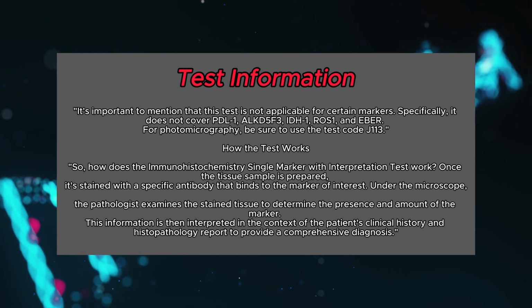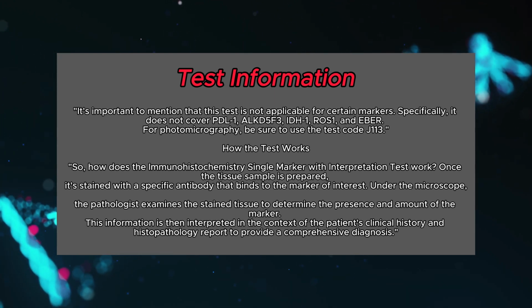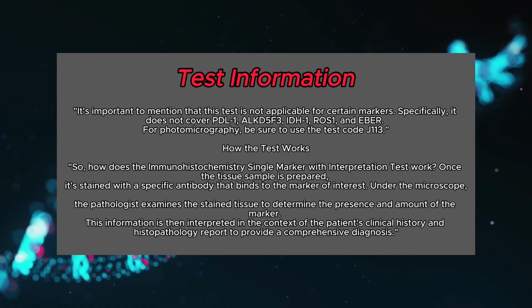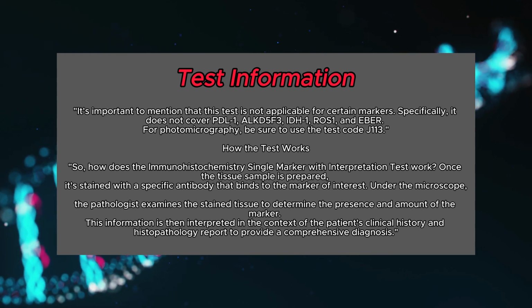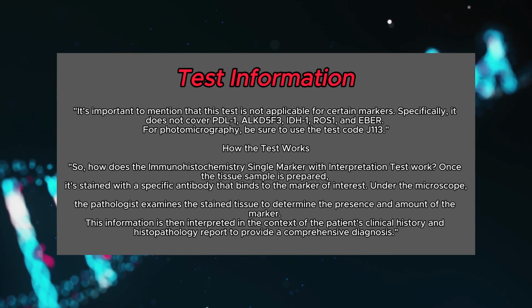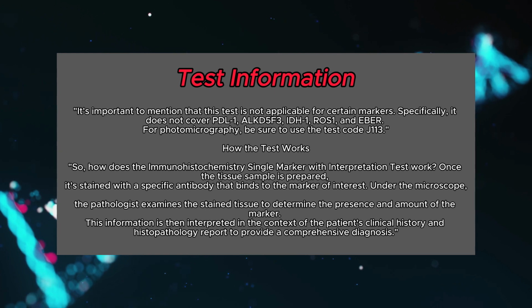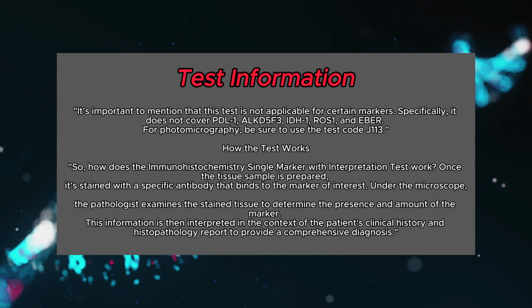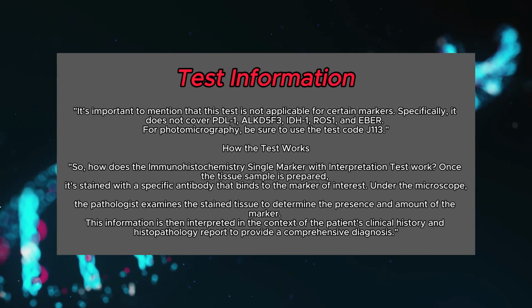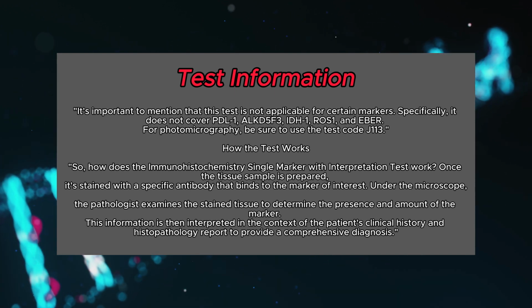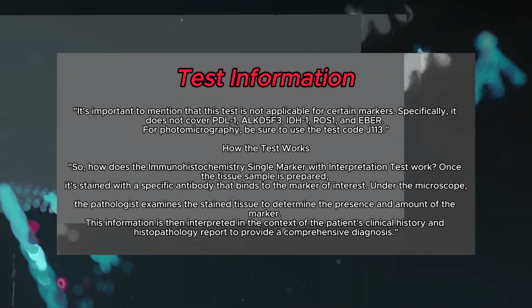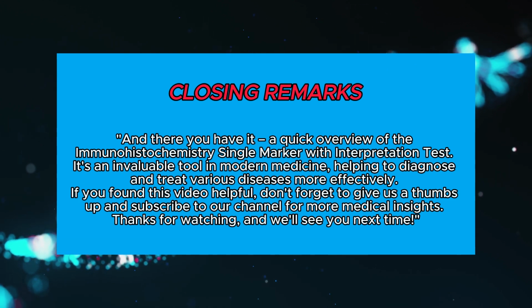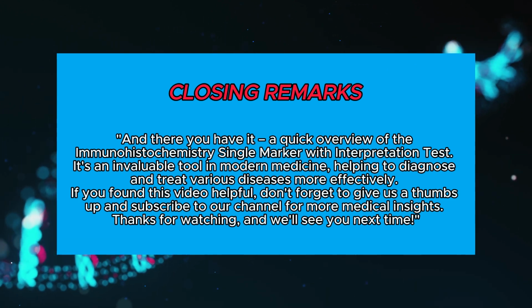How the test works. So, how does the immunohistochemistry single marker with interpretation test work? Once the tissue sample is prepared, it's stained with a specific antibody that binds to the marker of interest. Under the microscope, the pathologist examines the stained tissue to determine the presence and amount of the marker. This information is then interpreted in the context of the patient's clinical history and histopathology report to provide a comprehensive diagnosis.